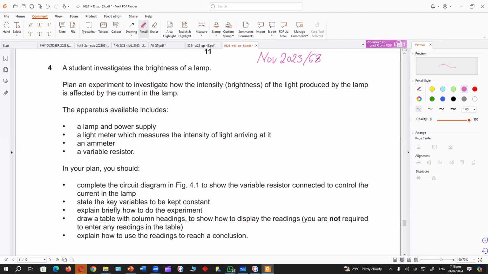A student investigates the brightness of a lamp. Plan an experiment to investigate how the intensity or brightness of the light produced by the lamp is affected by the current in the lamp. The apparatus available: lamp and power supply, light meter, which measures the intensity of light arriving at it, an ammeter, and a variable resistor.